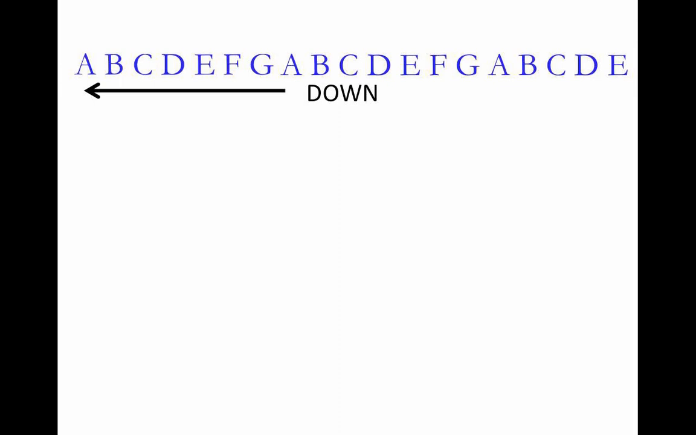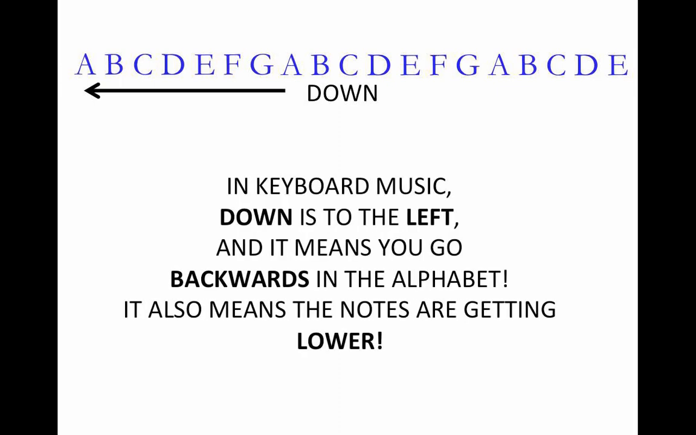And surprisingly enough, when you go down in keyboard music, that's going to be to the left, and it means that you are going backwards in the alphabet. It also means the notes are getting lower. Now, you've probably seen this in other videos in this series, both later and earlier videos, but just in case you haven't and you're just getting to it now, this is how the musical alphabet works.